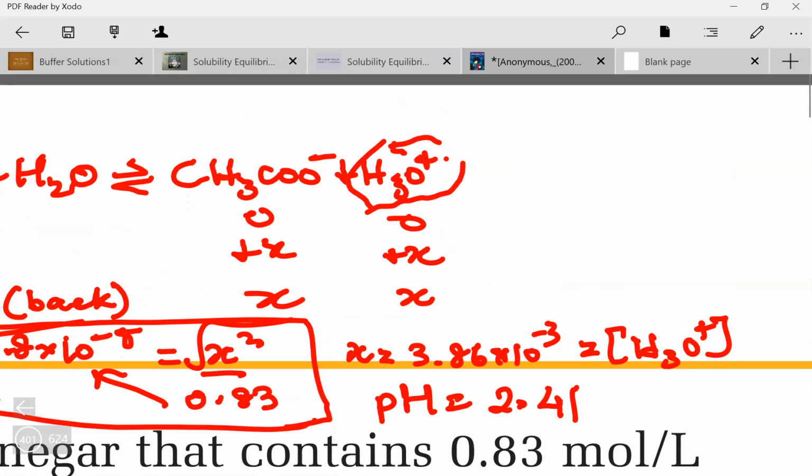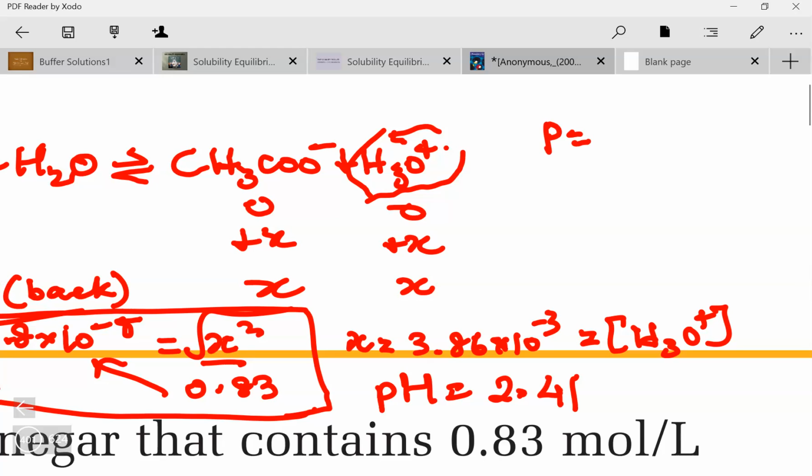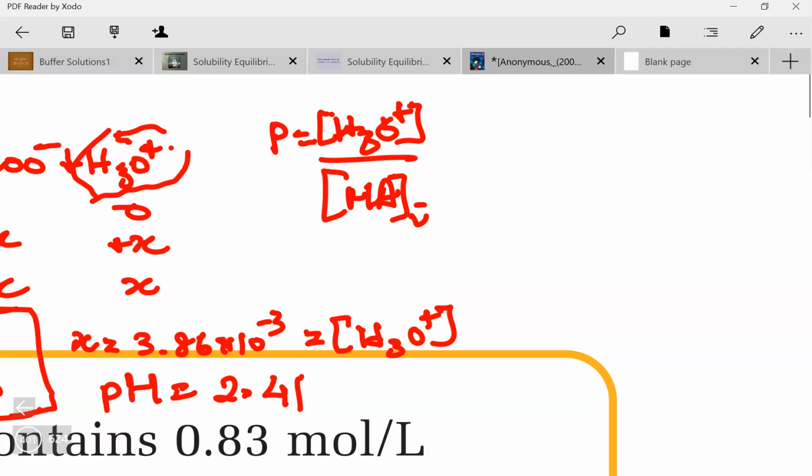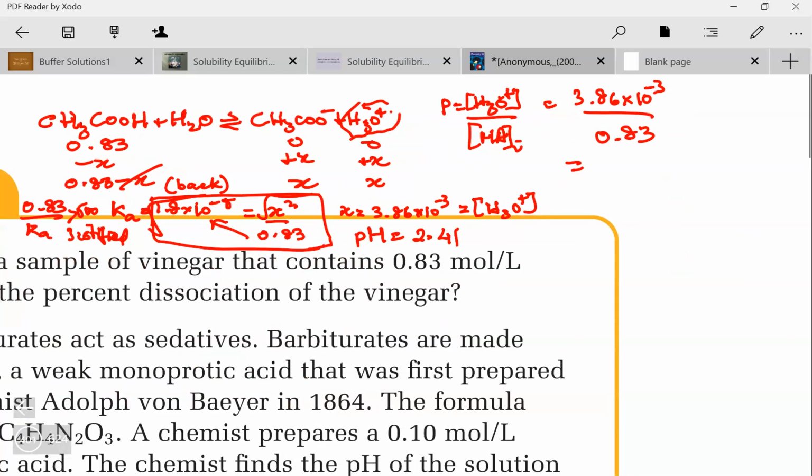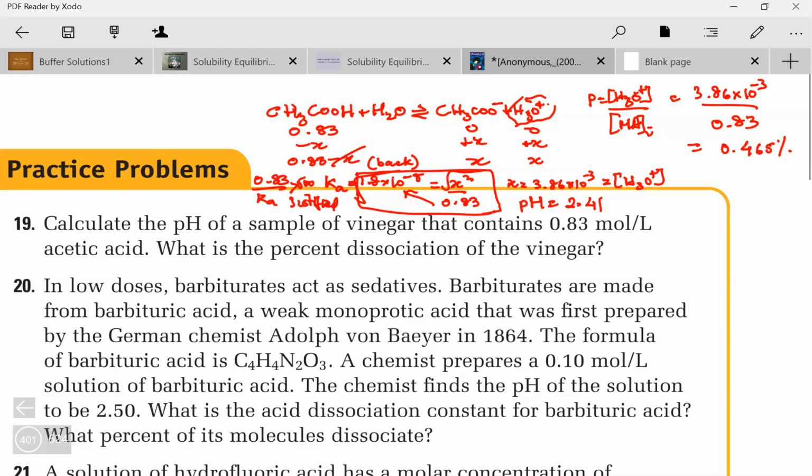It's also asked to calculate my percent dissociation. My percent dissociation is H3O plus divided by the initial concentration of acid, which H3O plus I have just found to be 3.86 times 10 to the power negative 3, divided by 0.83, the initial concentration of acid. Put that in a calculator, times that by 100%. I get 0.465% dissociation of my acid. So, yeah, pretty small.